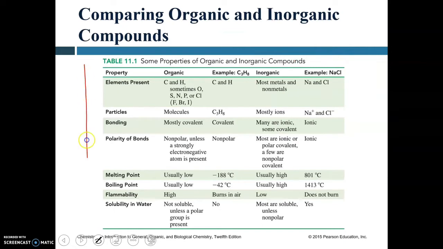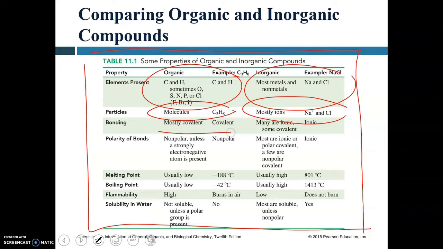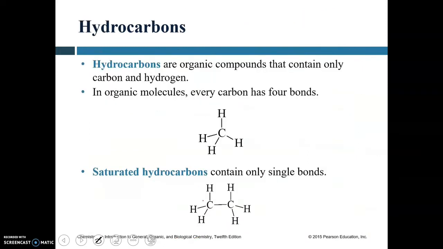So this table summarizes some differences between organic and inorganic compounds. Elements that are present, they're different. Particles are usually molecular in organic compounds, while in inorganic many of them are ionic. Bonding is covalent in organic, but ionic in inorganic. Bonds in organic compounds are usually nonpolar. Low melting and boiling points, high flammability, and lack of water solubility.